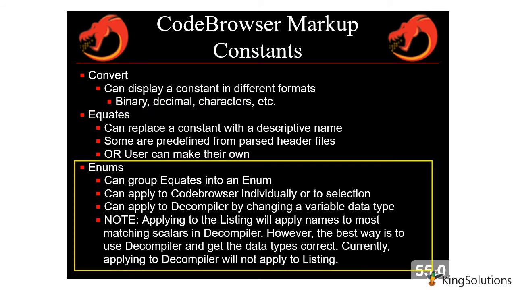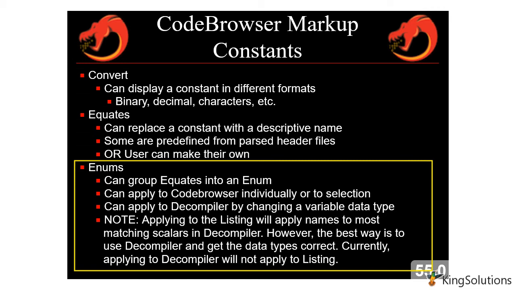Enums. You can group equates into an enum. To group equates or enums into a single enum in the Data Type Manager, try using the filter to group them where possible. Then select them using click and drag, followed by right-click Create enum from selection. It can apply to the code browser individually or to a selection. It can also apply to the decompiler by changing a variable data type. Note, applying to the listing will apply names to most matching scalars in the decompiler. However, the best way is to use the decompiler and get the data types correct.